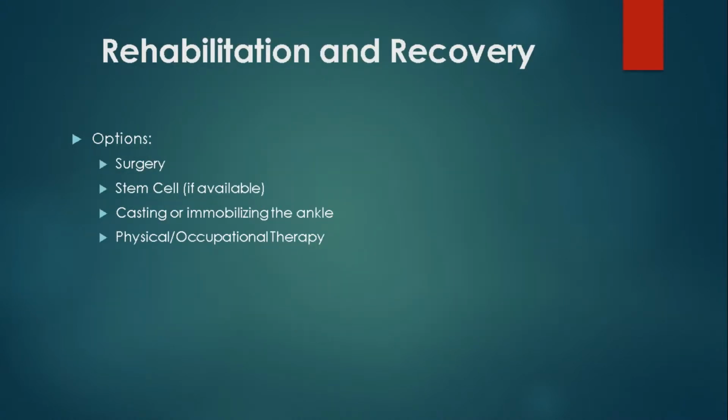Okay, now we're going to talk a little bit about the rehabilitation and recovery that's in store for Mark. So we have some options. That would be surgery, stem cell therapy, which some locations I know do not offer. It may be available in your area, it may not, but if it is, it's definitely worth looking into. Then you have the normal casting or immobilizing the ankle, which you typically see around the workplace after an injury has occurred. Physical and occupational therapy. So we're going to discuss each one of these as we go in.